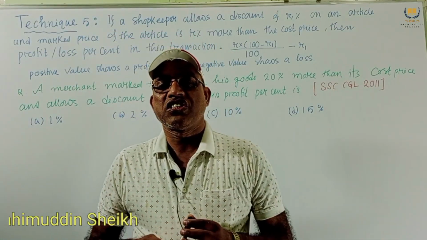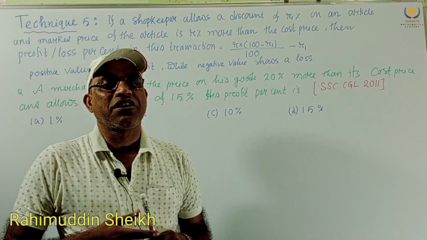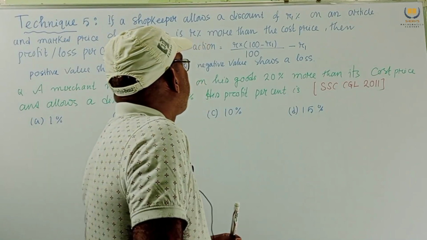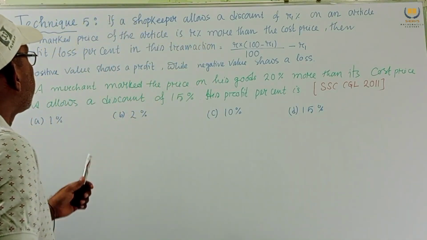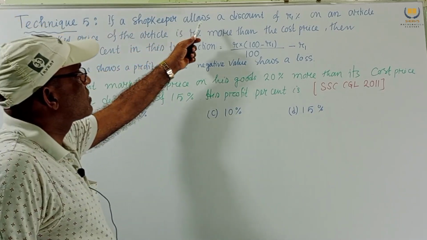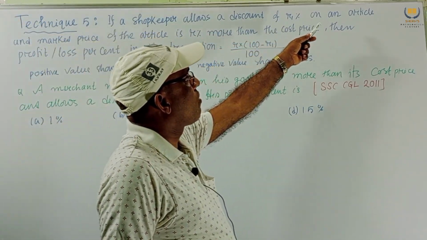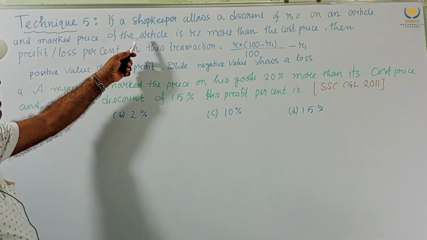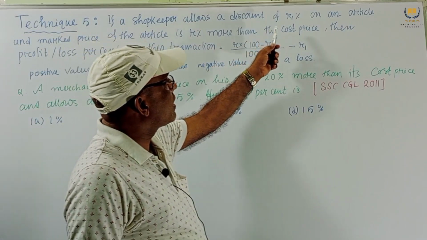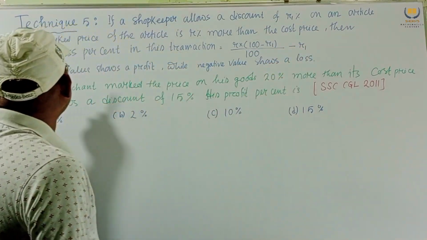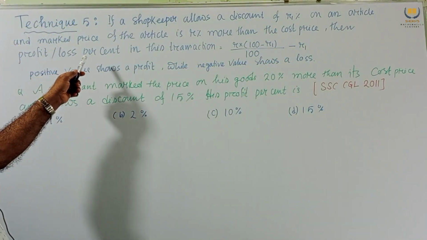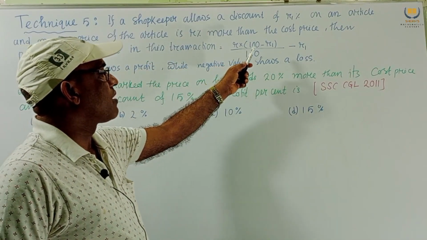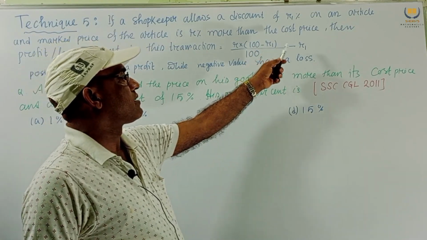Our main discussion is discount. Discount, we consider technique number 5. In technique number 5, given that if a shopkeeper allows a discount of R1% on an article and the mark price of the article is R% more than the cost price, then the profit or loss percent in this transaction is R into (100 minus R1) by (100 minus R1).